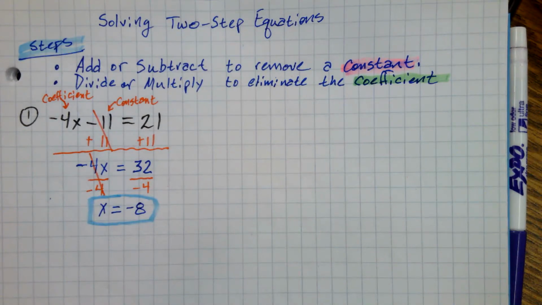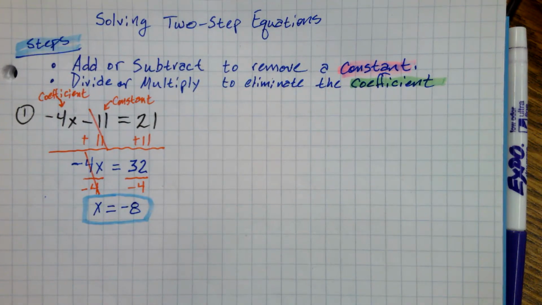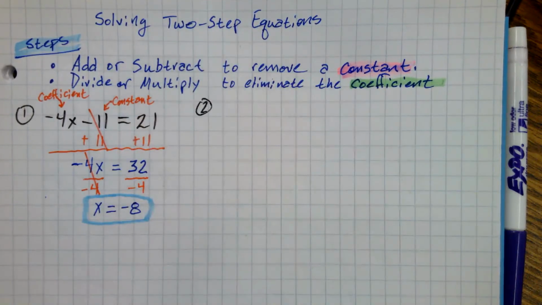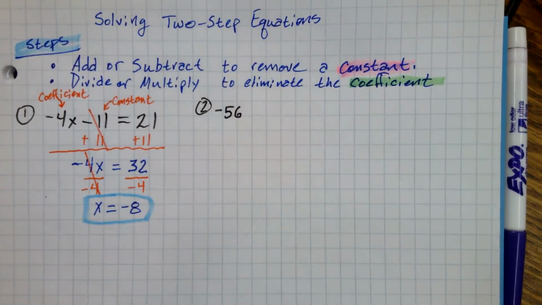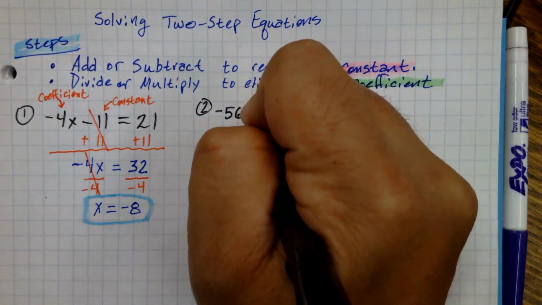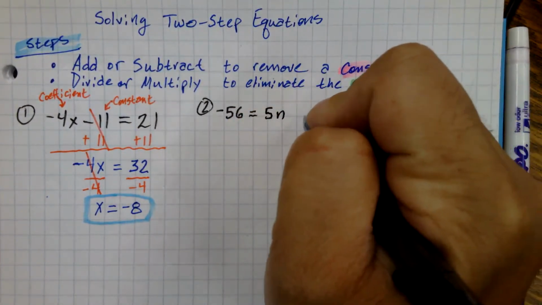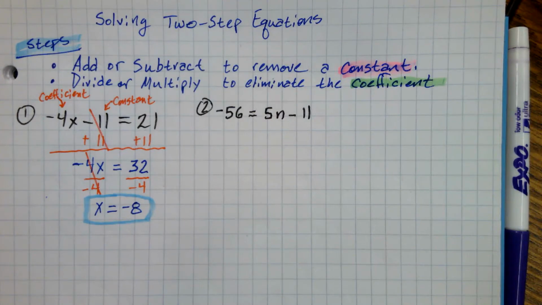Any questions? All right. So that's the first one. That wasn't too bad, was it? No. We survived. Okay, let's try a few more. Let's do number 2. Negative 56. So this is about the level of the equations we'll see on today's assignment. Equals 5n minus 11. Okay, let's write that down.